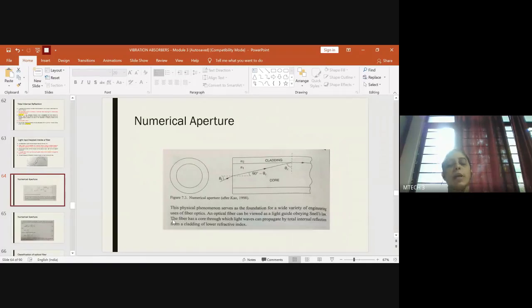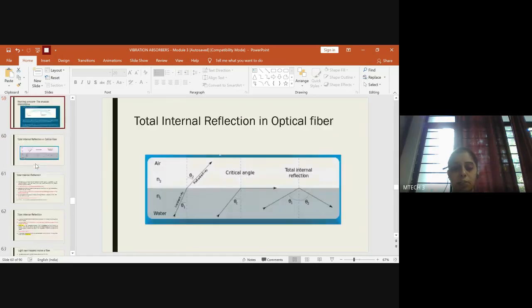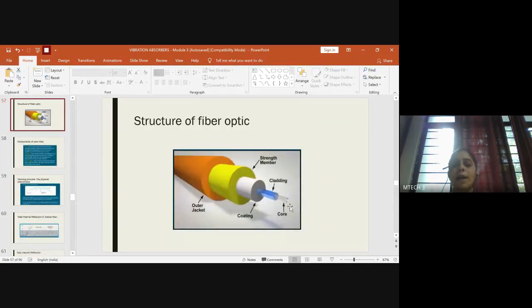Once you are thorough with the concept, they can sometimes ask you about the numerical aperture of the glass fiber or the glass rod. So now you know the components of the glass fiber. I told you it has three main components: one is the core, the other is the cladding, and apart from that you have the coating layer. I showed you this initially in the last class also. You have a core part, cladding, and the coating. These are the three major components of the fiber optics.